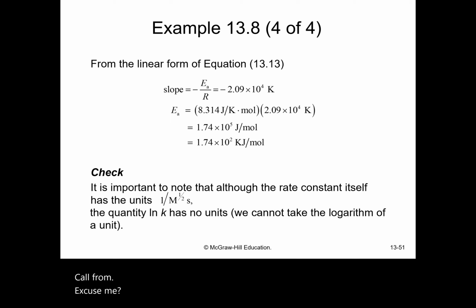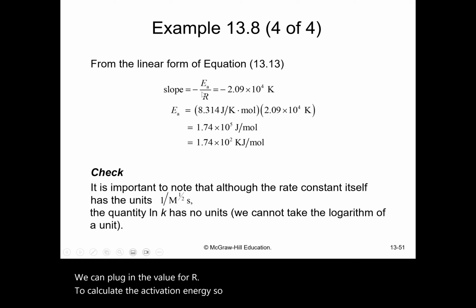So we know that our slope is negative 2.09 times 10 to the 4, and that is our negative E sub A over R. We can plug in the value for R to calculate the activation energy.